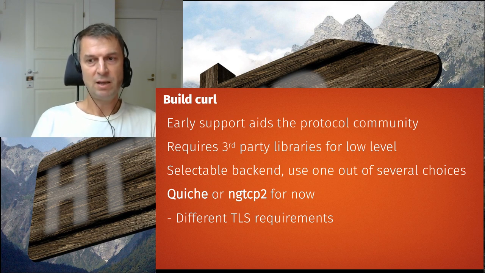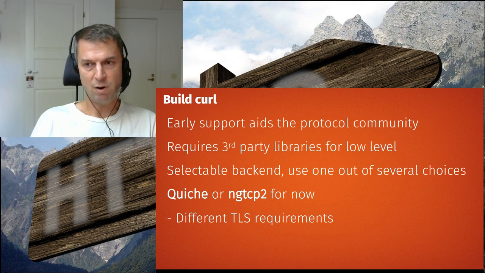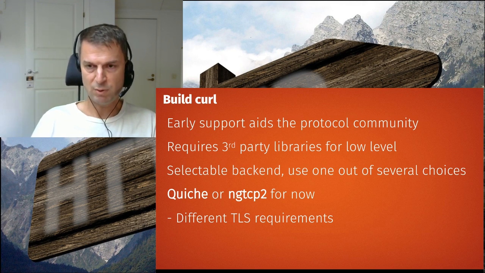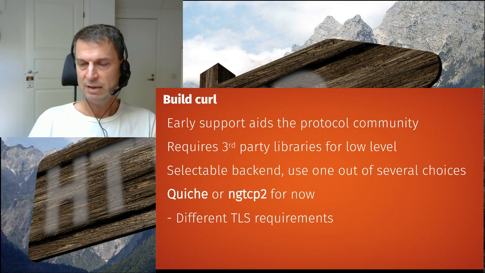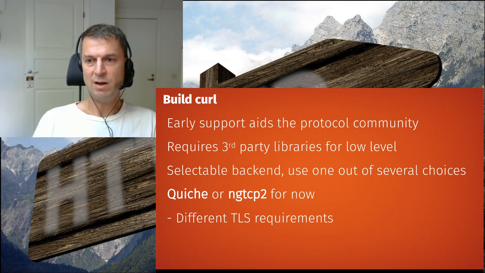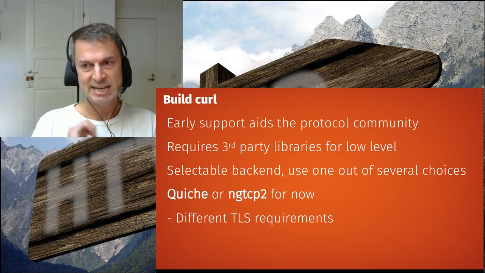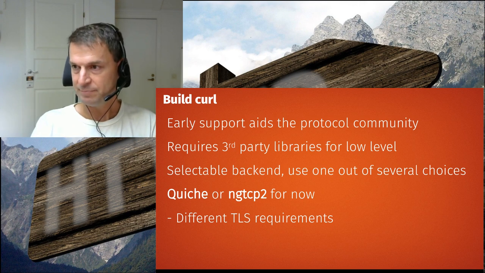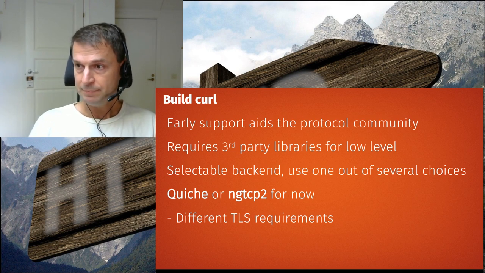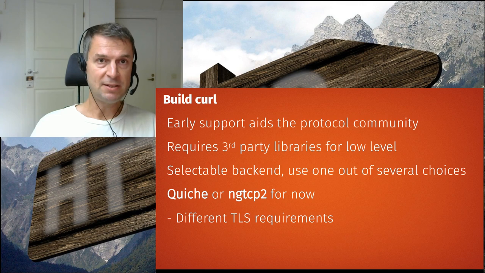Because BoringSSL is a fork of OpenSSL, right? So they use a lot of similar symbols. If you try to link with both of them in the same curl build, I think it leads to tears and unhappiness. Someone mentioned it. I haven't actually tried it, and this is a reason why it'll take a while until we ship this, because this TLS situation is yucky. So they have different TLS requirements, and that's good to know.